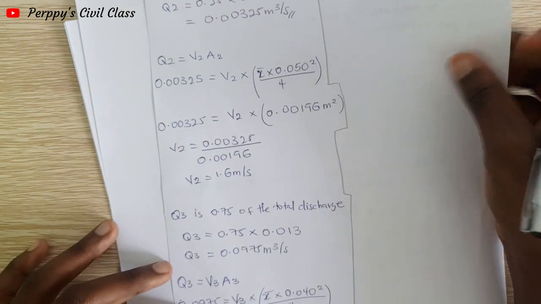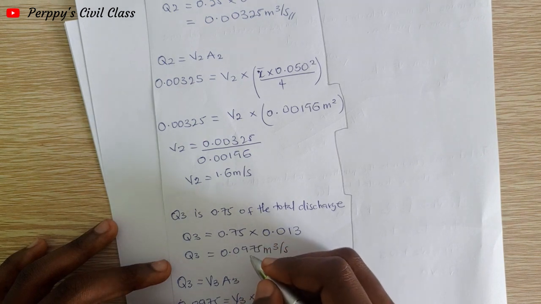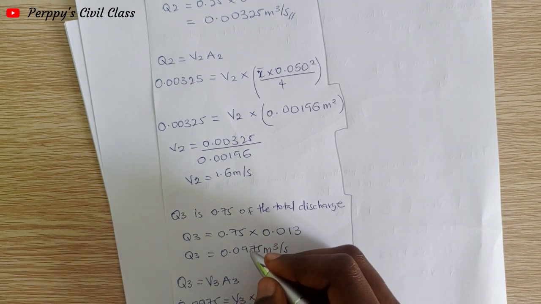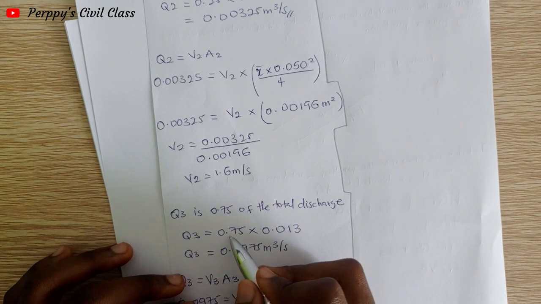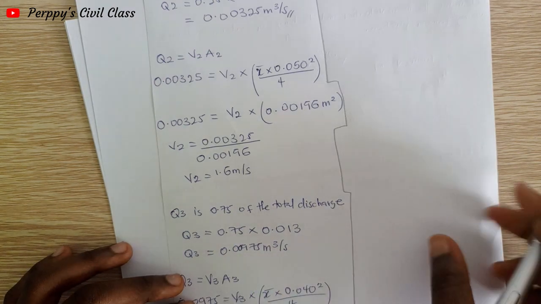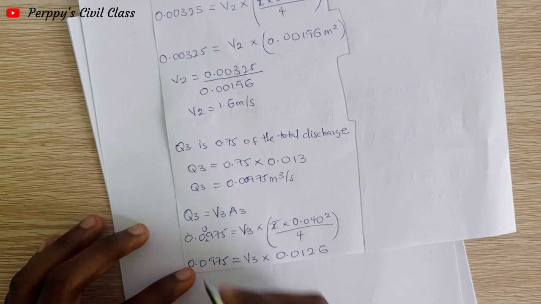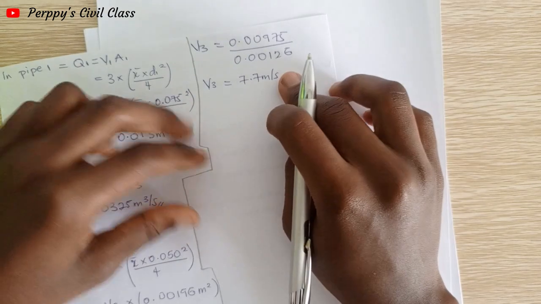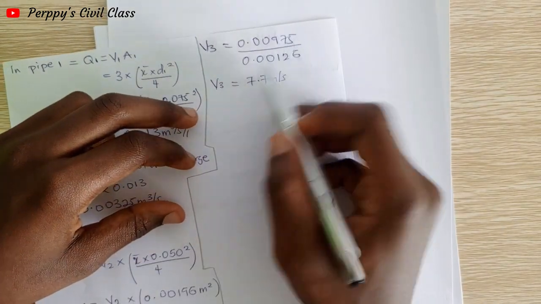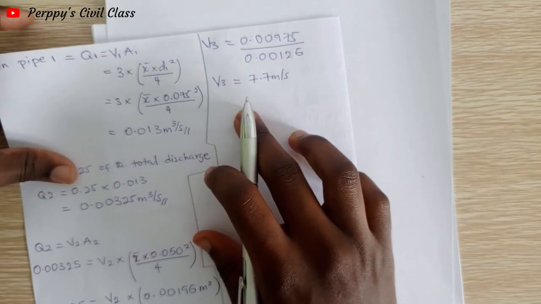Q3 here, sorry, the discharge 0.75 times 0.013 is 0.00975. So we are right here, 0.00975 and 0.00126. Then the velocity at pipe 3 is 7.75 meters per second.